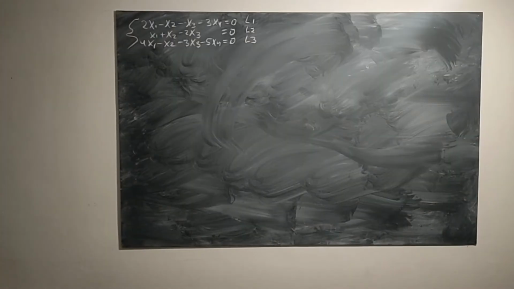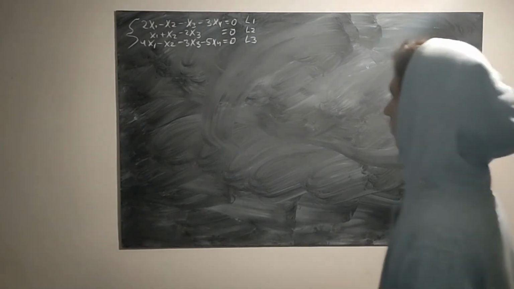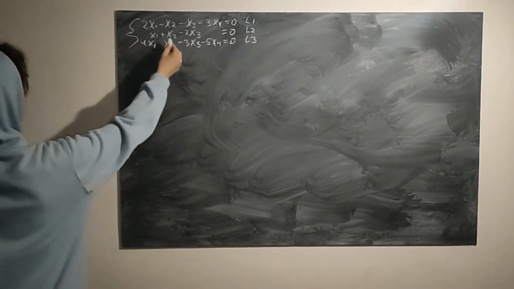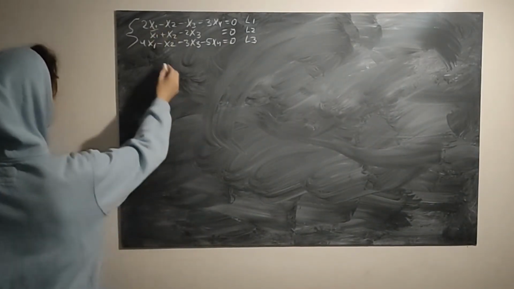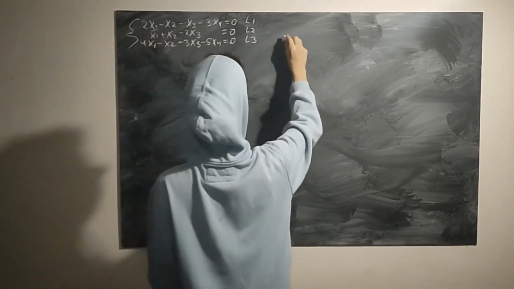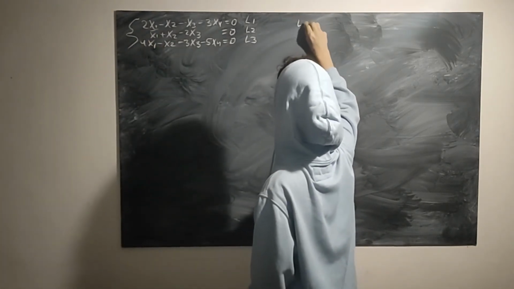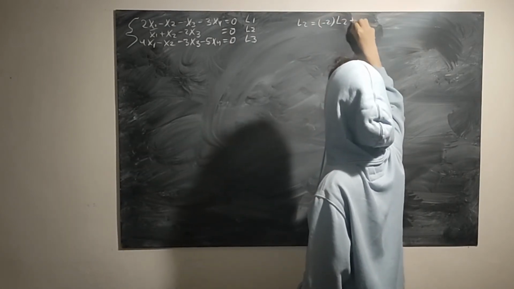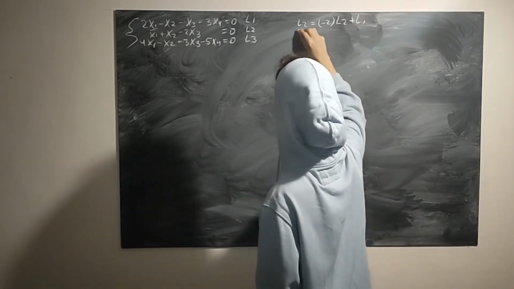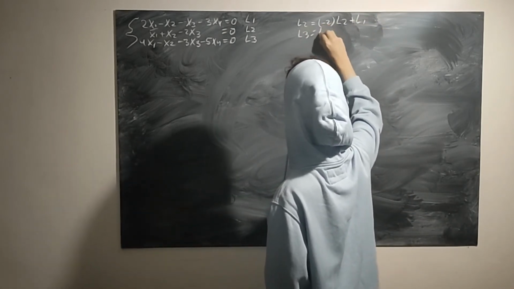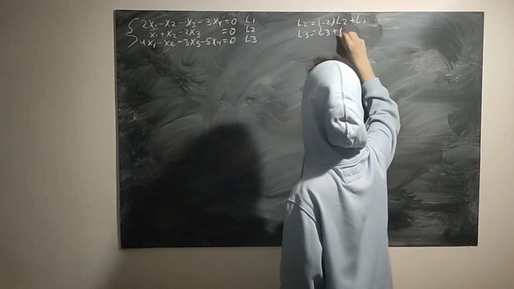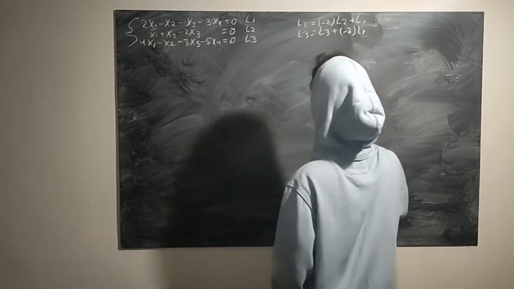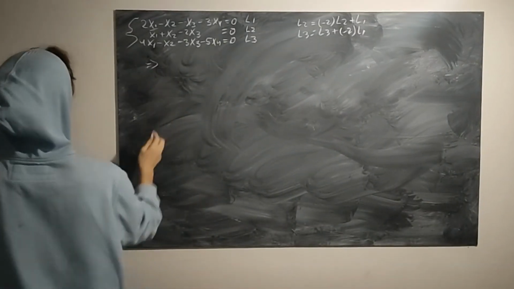And the last example is here. 2x1 minus x2 minus x3 minus 3x4 equals 0. x1 plus x2 minus 2x3 equals 0. 4x1 minus x2 minus 3x3 minus 5x4 equals 0. It's kind of unusual at first sight, since in the last examples we had the same number of variables and equations, and here, 4 variables and 3 equations. Kind of unusual, but we do the same process as we did before.